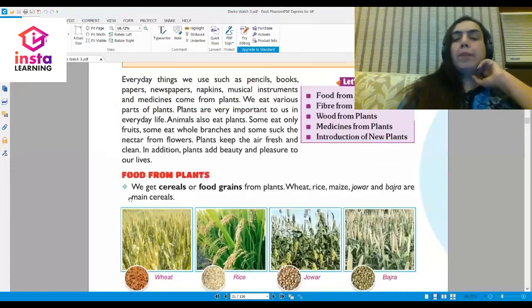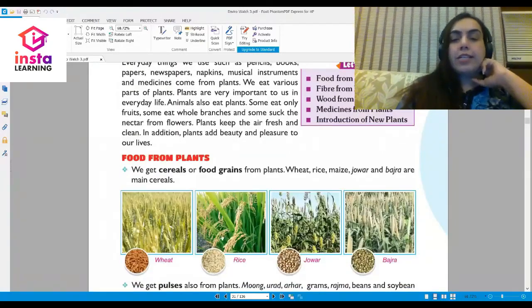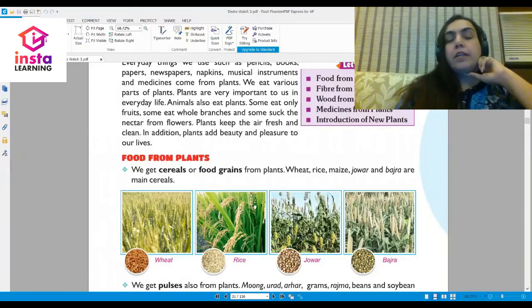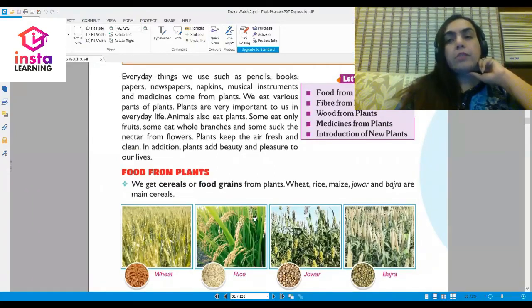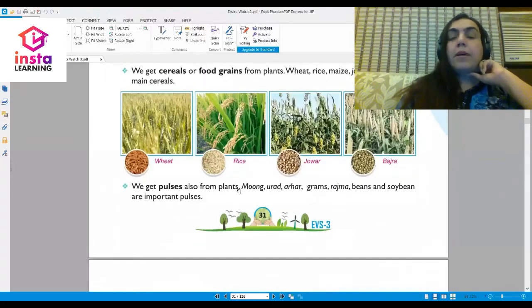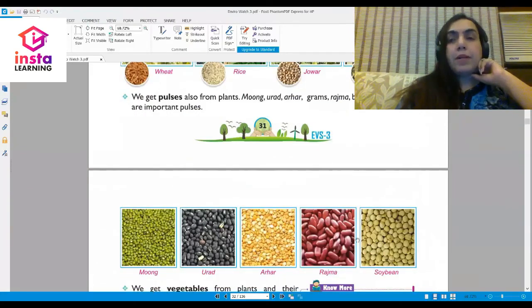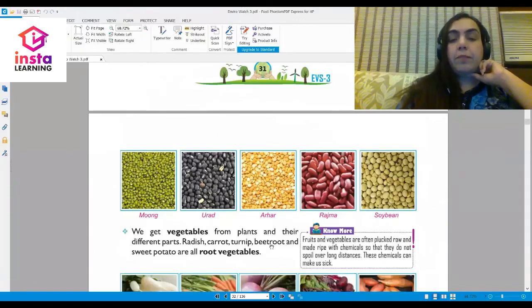Food from plants. Look at these pictures, dear children. You see the pictures of wheat, rice, jowar, and bajra. We get cereals or food grains from plants. Wheat, rice, maize, jowar, and bajra are main cereals. We also get pulses. These are moong, urad, arhar, rajma, soybean, which are important pulses and a traditional part of every Indian cooking household. We get vegetables from plants and their different parts.